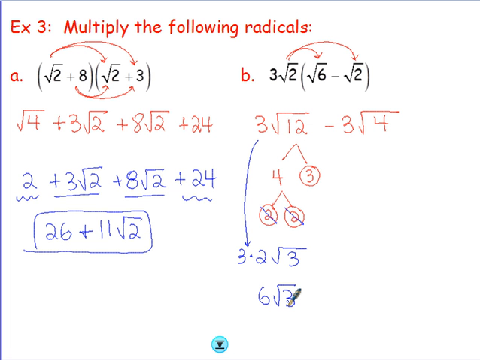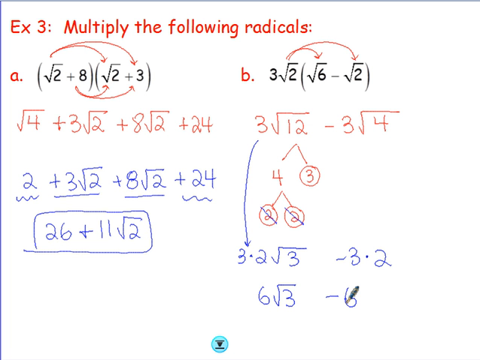Now the second one, again, if you're smart, you look and say, wait a minute, the square root of 4 is a perfect square. I'm not going to make a tree. I'm going to keep the negative 3, and I know that the square root of 4 is 2, so I'm just going to multiply that by 2. And negative 3 times 2 is negative 6.